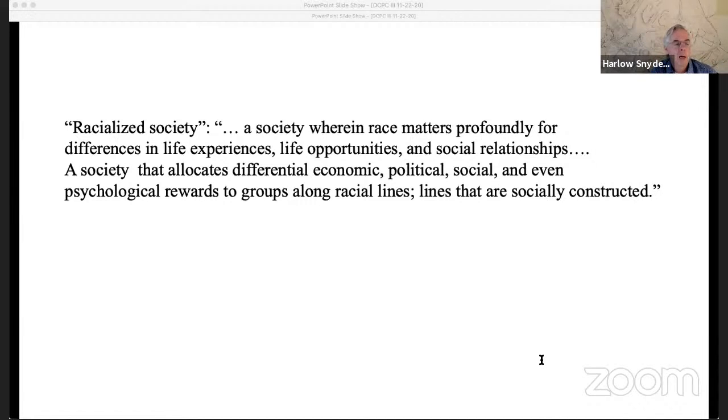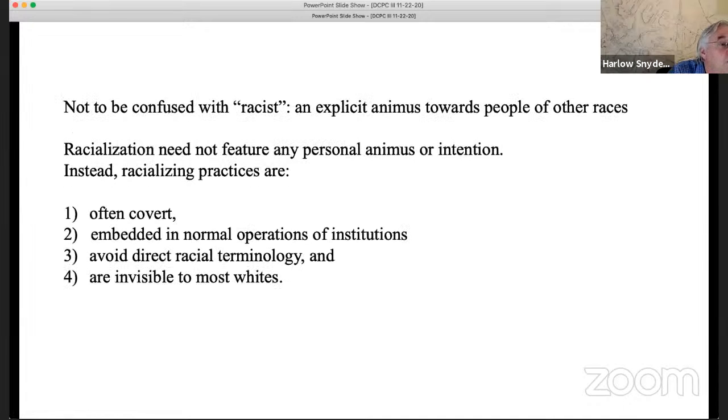Instead, racializing practices, and I think this may be on my next slide here. Let me see. Racializing practices, as they say, are one, often covert, two, embedded in normal operations of institutions, three, they tend to avoid direct racial terminology, and four, are invisible to most whites.